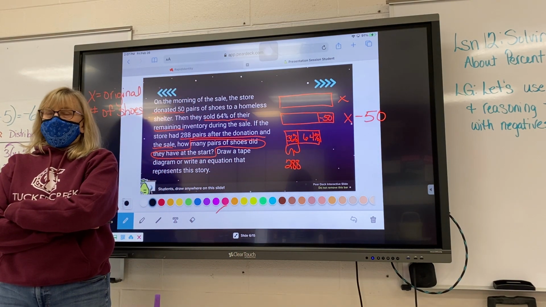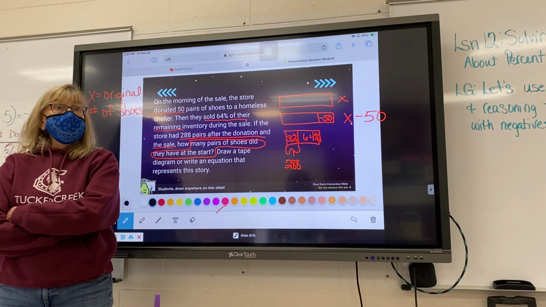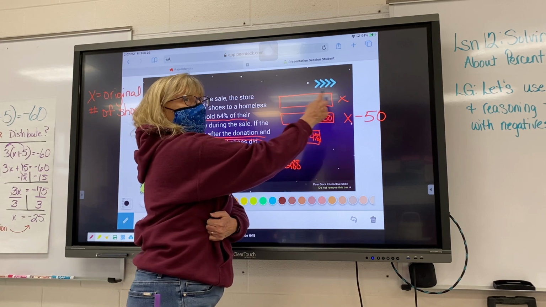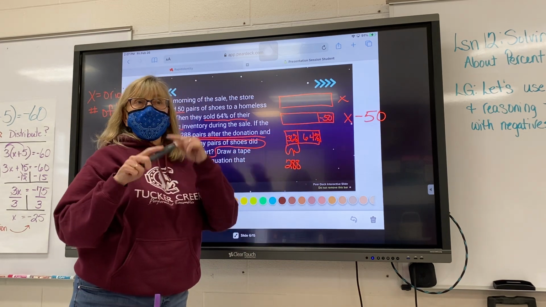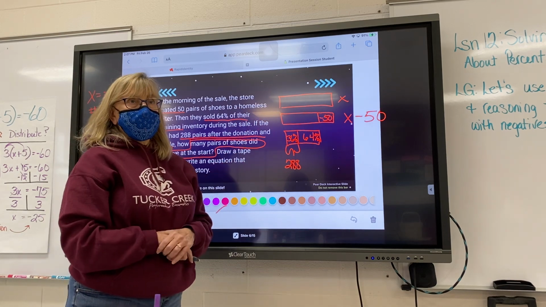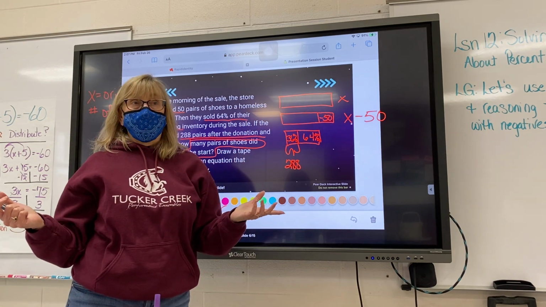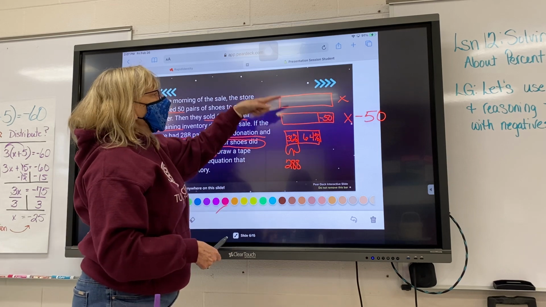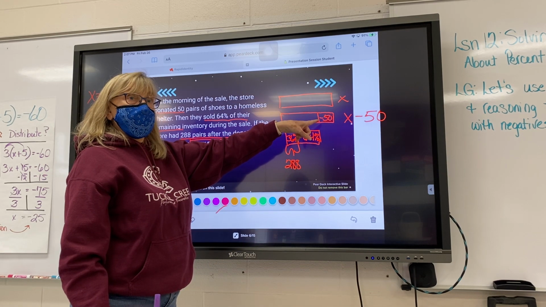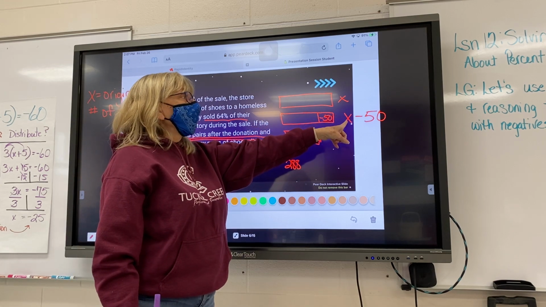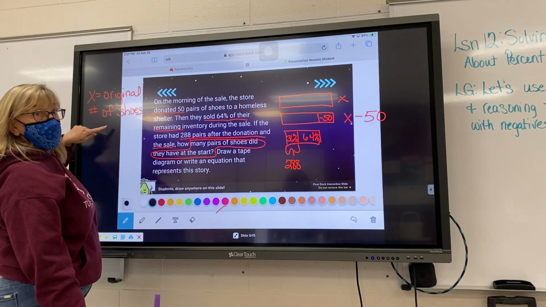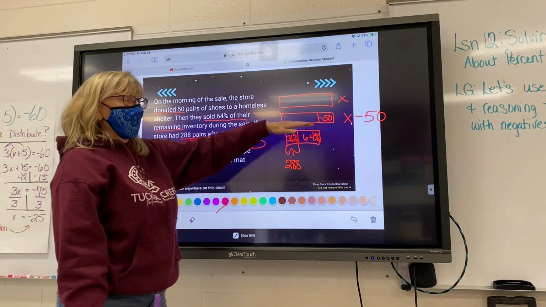I'm still confused. All right, look at it and let's go through it step by step again. We start out with an X amount of shoes. Because this problem has multiple steps to it, we have to do multiple tape diagrams. We can't just do it all in one tape diagram, okay? Then we take away 50 pairs of shoes. So mathematically that would be X minus 50, where X is the original number of shoes. Does that make sense so far?